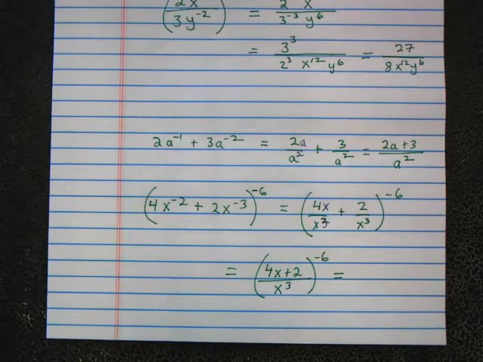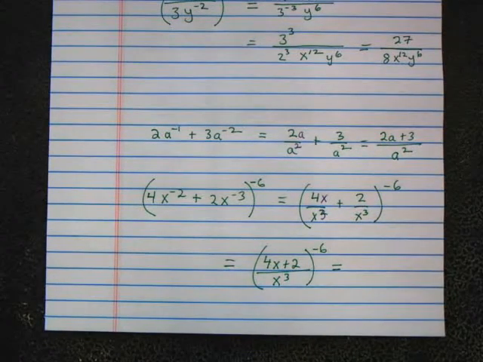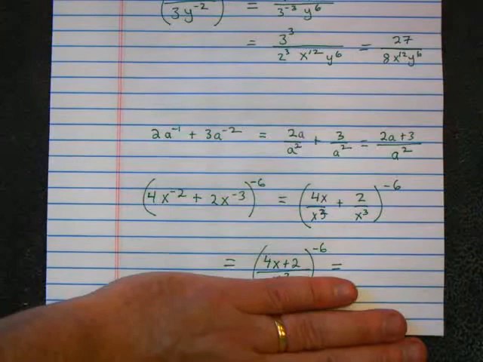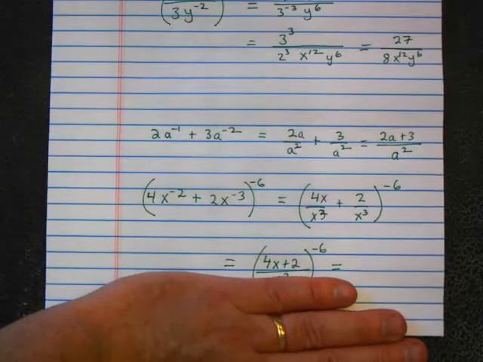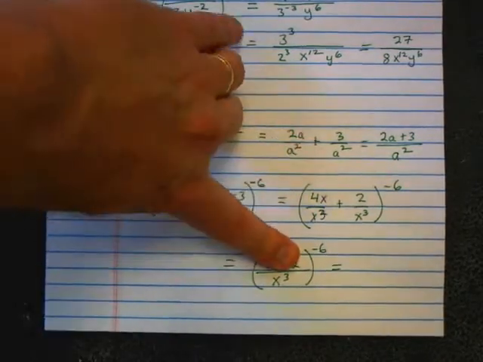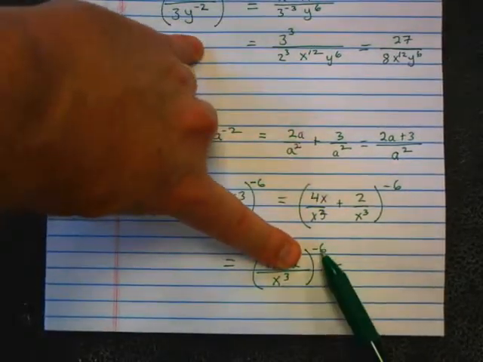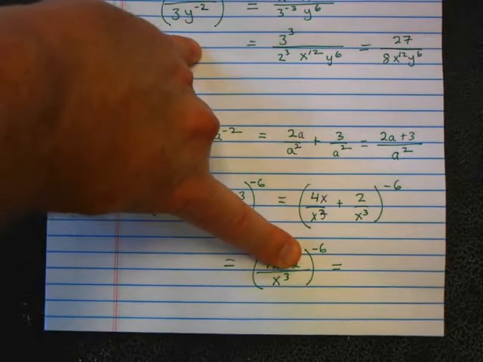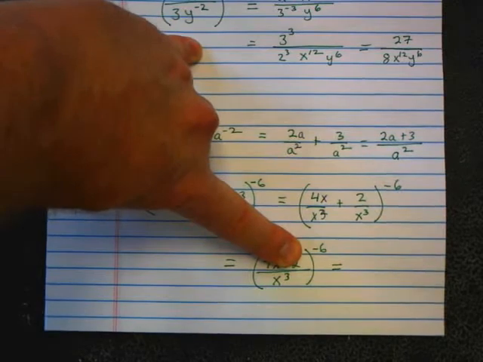All right, but I think we can do better than that. We can. Because imagine if I just had that. What would that negative exponent do to the 4x plus 2? It would move it to the bottom. And what if I just had a fraction, this x cubed on bottom, what would the negative exponent do? It would move it to the top. Again, negative exponents just flip tops and bottoms.